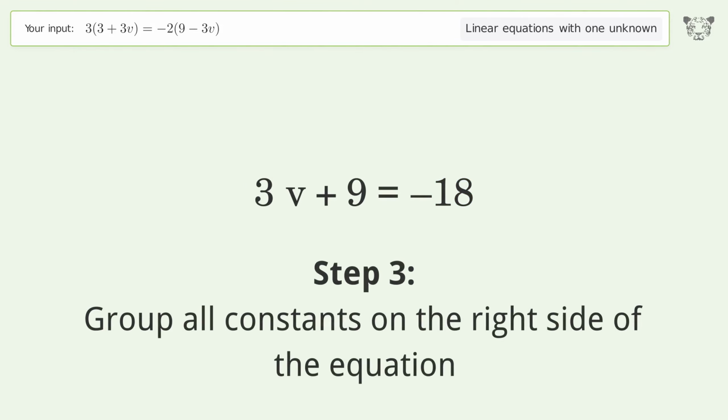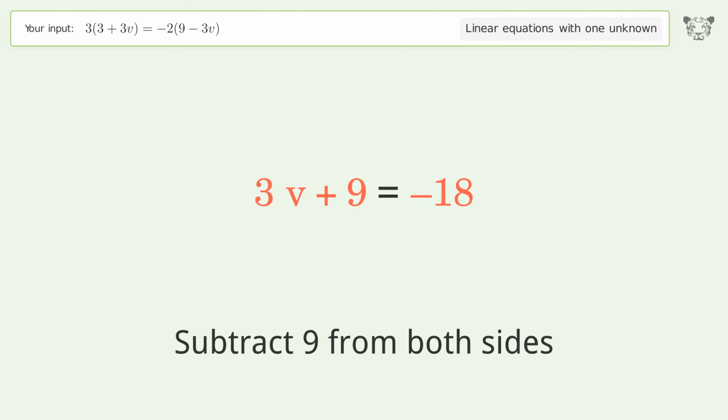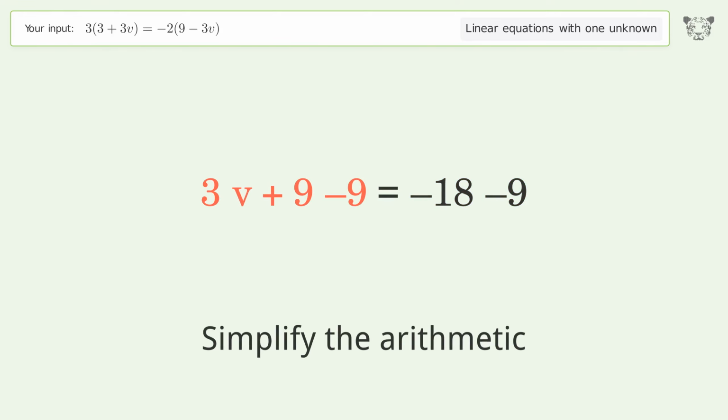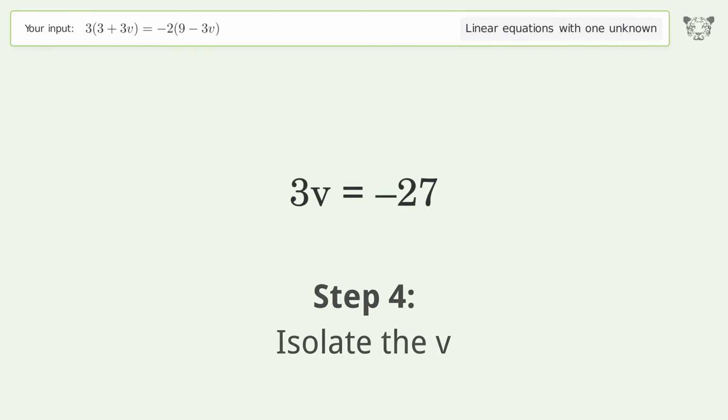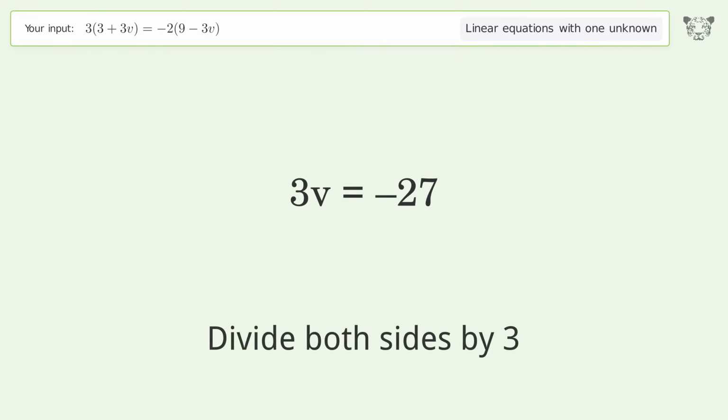Group all constants on the right side of the equation. Subtract 9 from both sides. Simplify the arithmetic. Isolate the v. Divide both sides by 3.